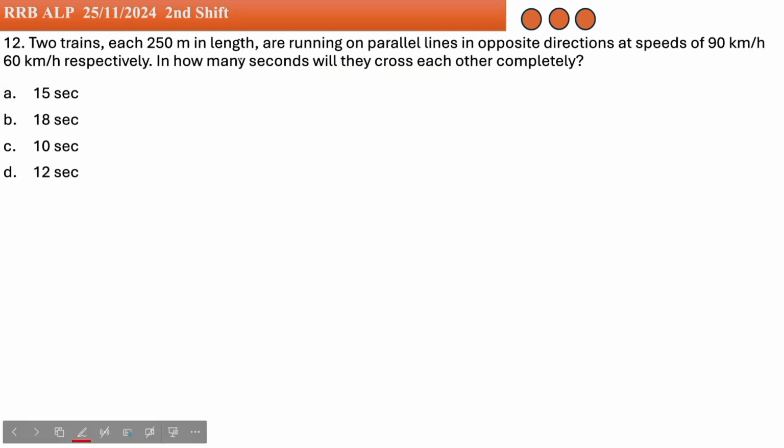Next question. Two trains, each 250 meter in length, are running in parallel lines in opposite directions at speeds of 90 km per hour and 60 km per hour respectively. In how many seconds will they cross each other completely? They are running in opposite directions, so speeds get added. Relative speed is 90 plus 60, that is 150 km per hour. To convert it into meter per second, take 5 by 18. So 3 fives are 15, 3 sixes are 18.